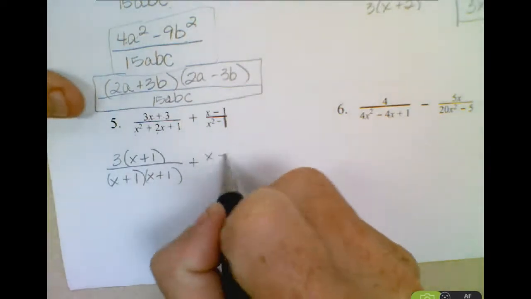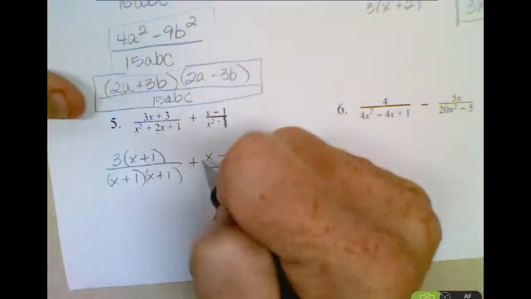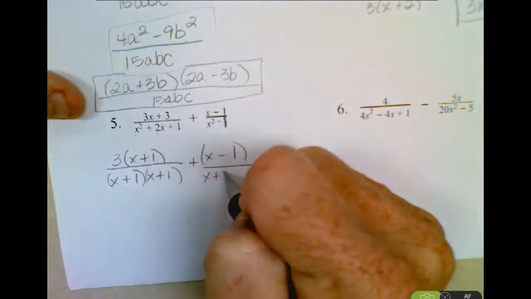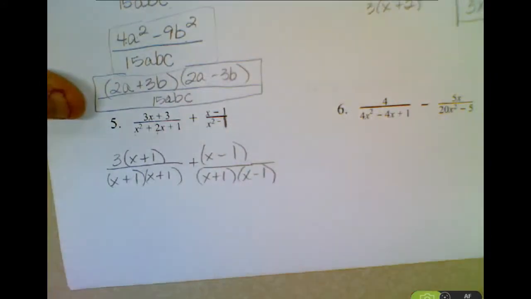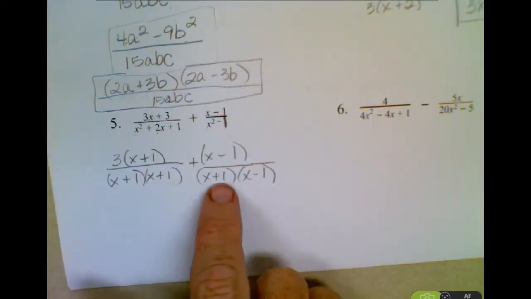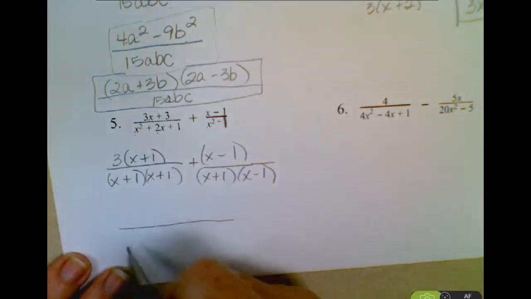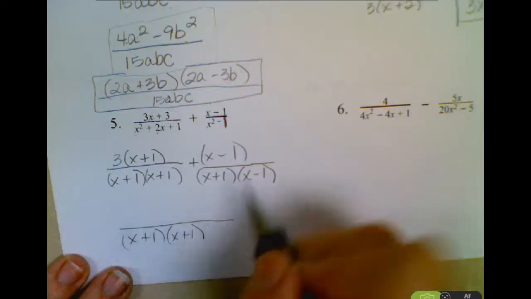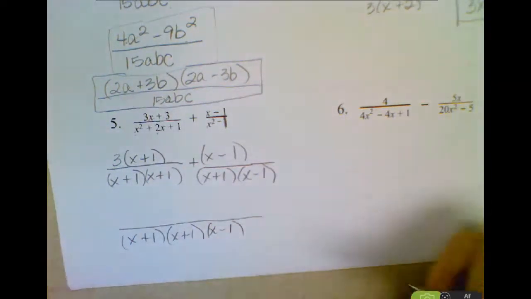Plus x minus 1. And x squared minus 1 is one of our special case polynomials. That factors out to (x plus 1) and (x minus 1). So our common denominator would be this left denominator times this. However, we already have one of those x plus 1s accounted for. So our common denominator is going to be an x plus 1, another x plus 1, and an x minus 1. We could add that x plus 1 in there, another one.